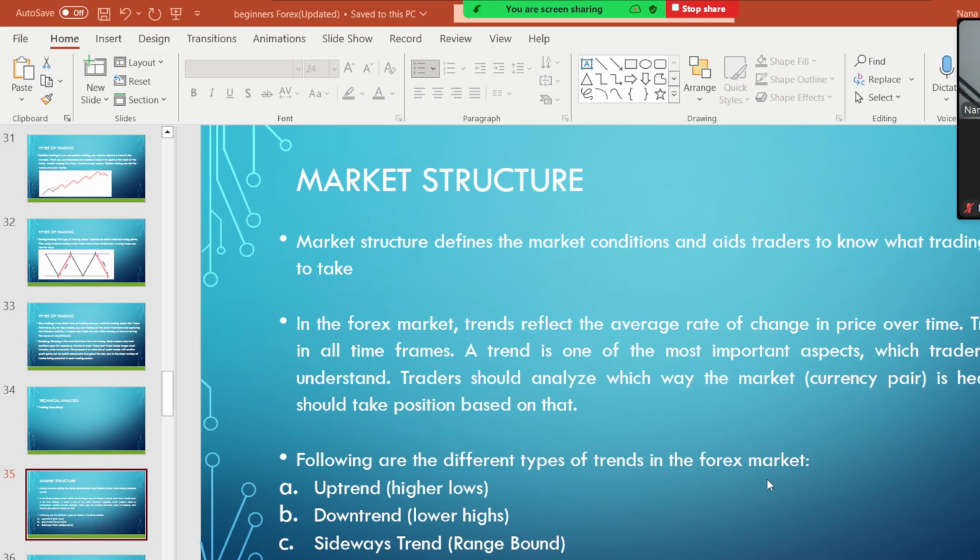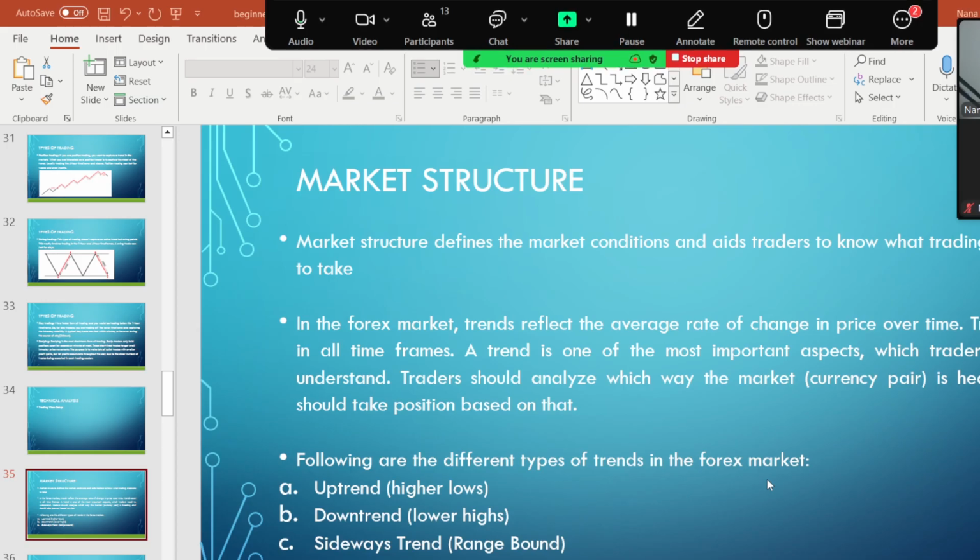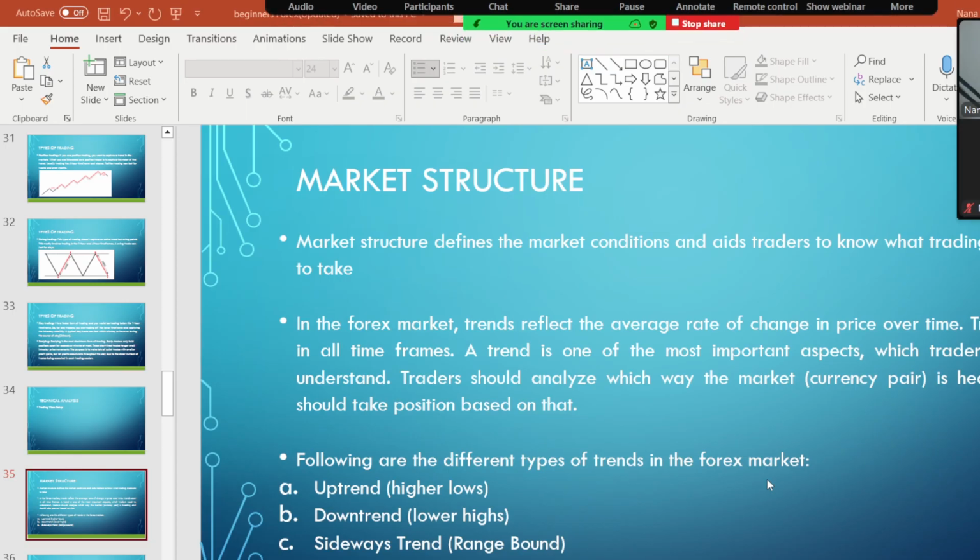And one key thing that you need to understand under technical analysis is market structure, because we are looking at the candlestick chart on the screen. We need to understand the structure of the market. It is the structure of the market that is going to help you determine what trading decision to make at any given point. So the market structure defines the market conditions, and it aids traders to know what trading decisions to take.